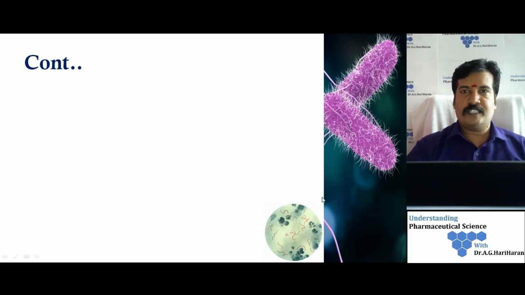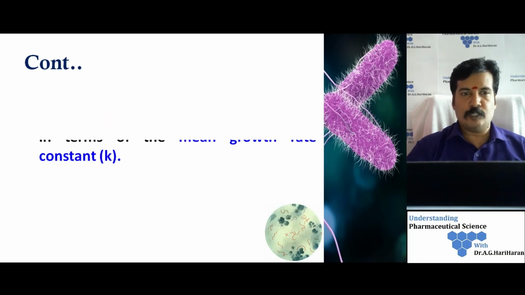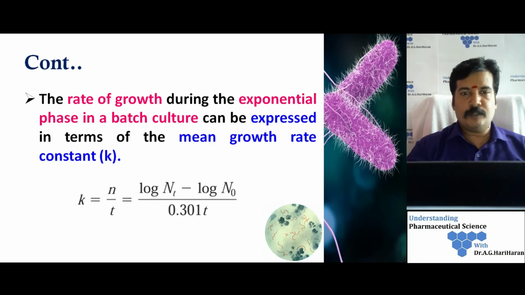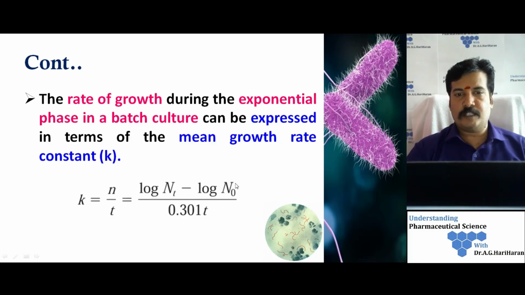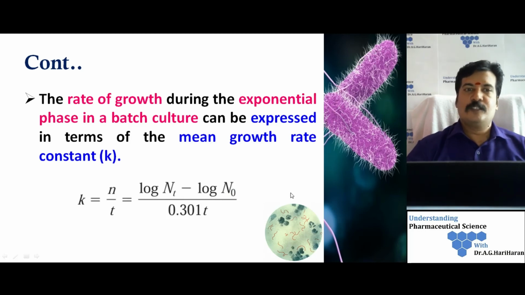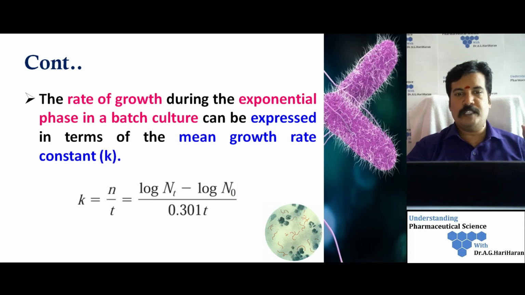So we can substitute in this mean growth rate. If I put in the mean growth rate, log nt minus log n0 by 0.301, the t will be present like that. So the generation time formula is log nt minus log n0 by 0.301. The mean growth rate k formula is log nt minus log n0 by 0.301 t, right?